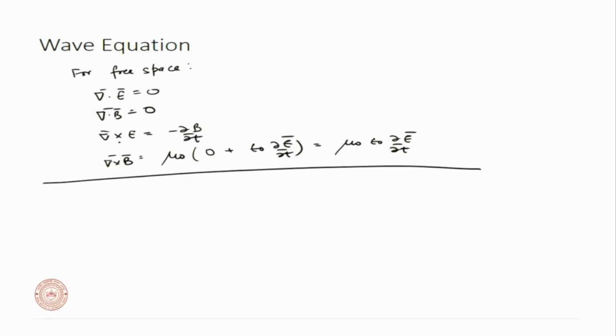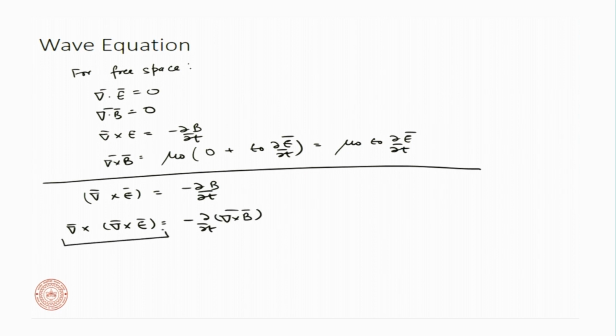Okay. Now, let us take this del cross E equal to minus del B by del t, and take the curl on both sides, which gives minus del by del t of del cross B. Now, this can be expanded by the triple product rule: the gradient of del dot E minus del square E equals minus del by del t of mu naught epsilon naught del E by del t.